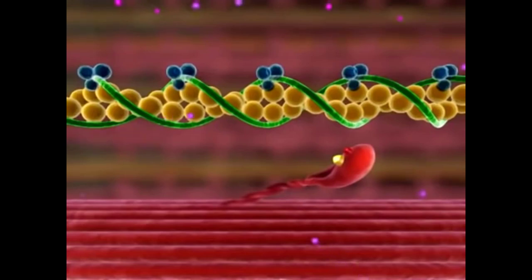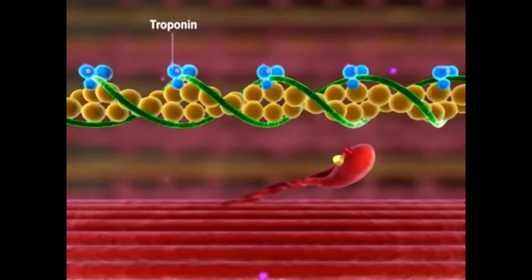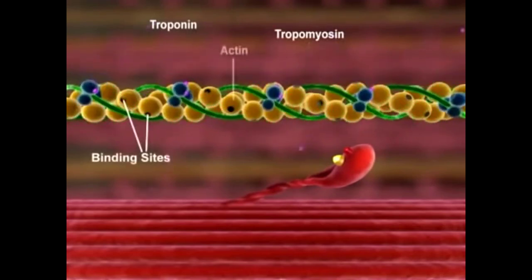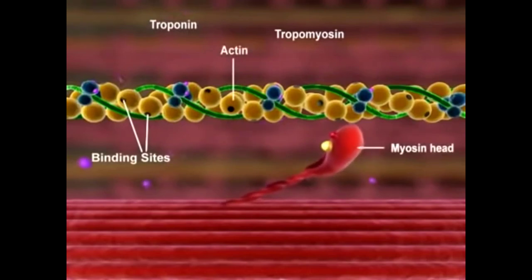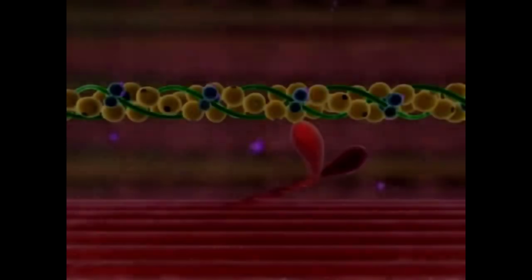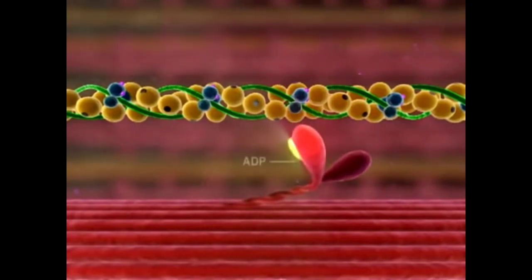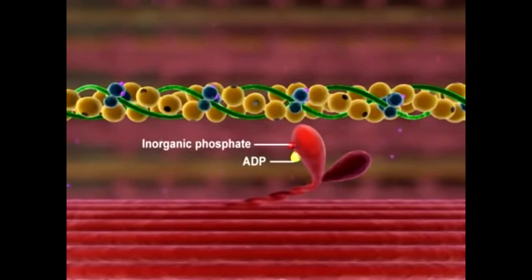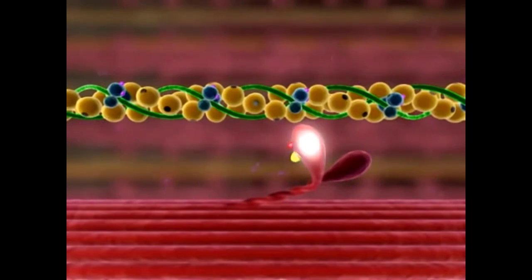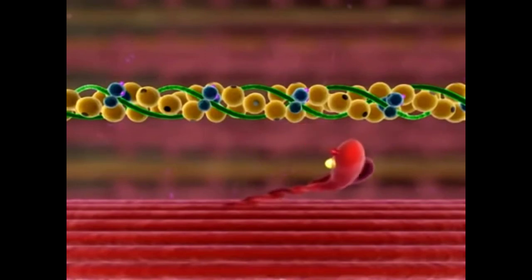The formation of a cross bridge is initiated when calcium ions released from the sarcoplasmic reticulum bind to troponin. This binding causes troponin to change shape. Tropomyosin moves away from the myosin binding sites on actin, allowing the myosin head to bind actin and form a cross bridge. Also note that the myosin head must be activated before a cross bridge cycle can begin. This occurs when ATP binds to the myosin head and is hydrolyzed to ADP and inorganic phosphate. The energy liberated from the hydrolysis of ATP activates the myosin head, forcing it into the cocked position.